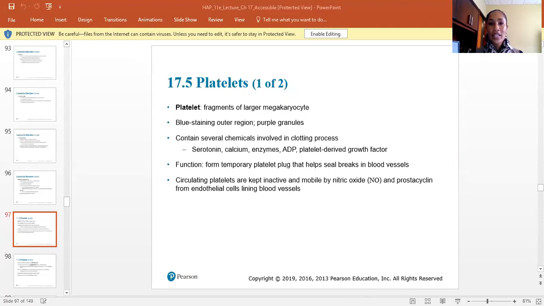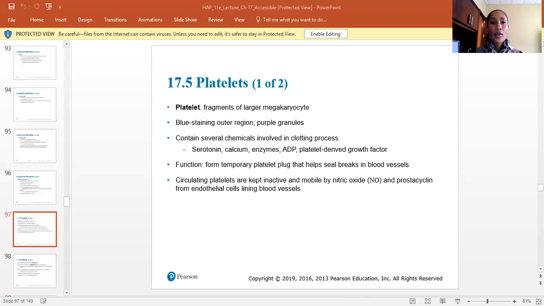So here we see the formation of platelets. We start out with a hematopoietic stem cell that's going to differentiate into a megakaryoblast. From the megakaryoblast, it goes to a megakaryocyte. And then we get to the largest form of this megakaryocyte, and then we start to break off portions of this larger cell to form the platelets.